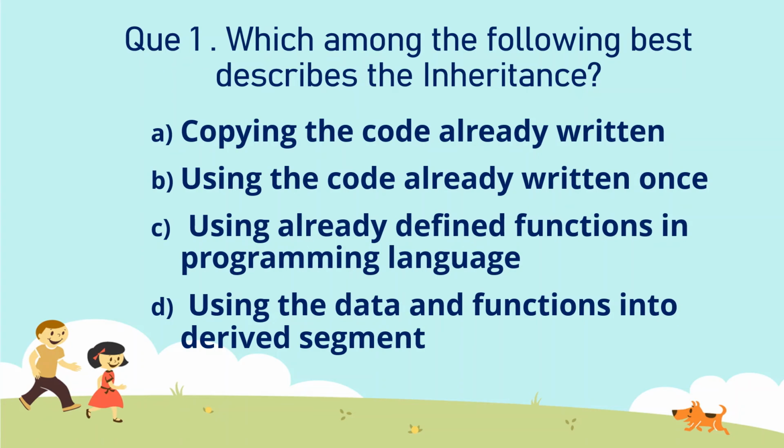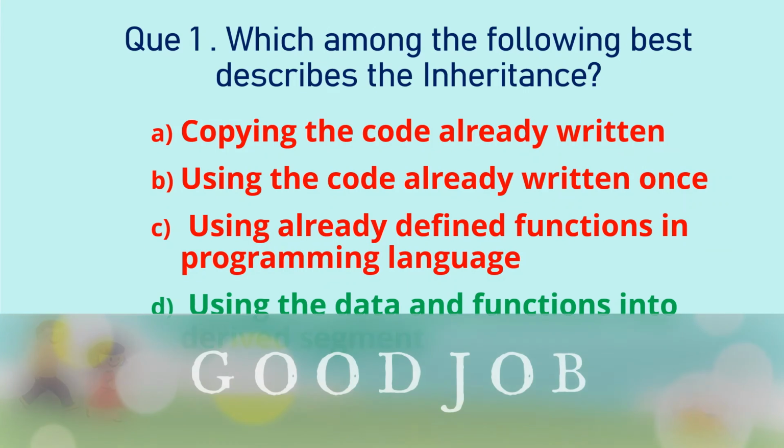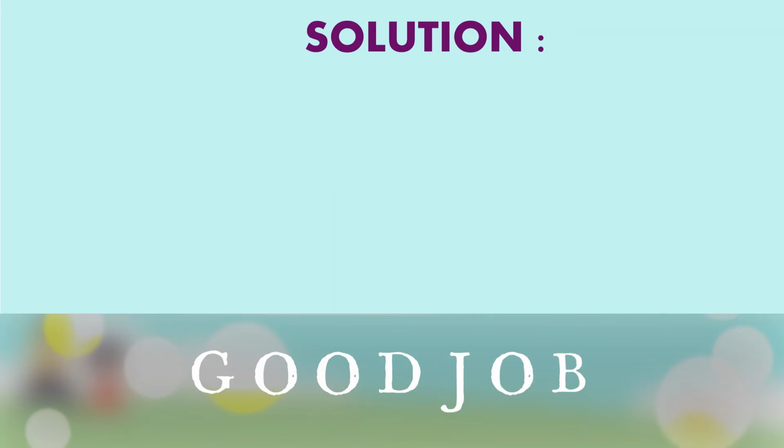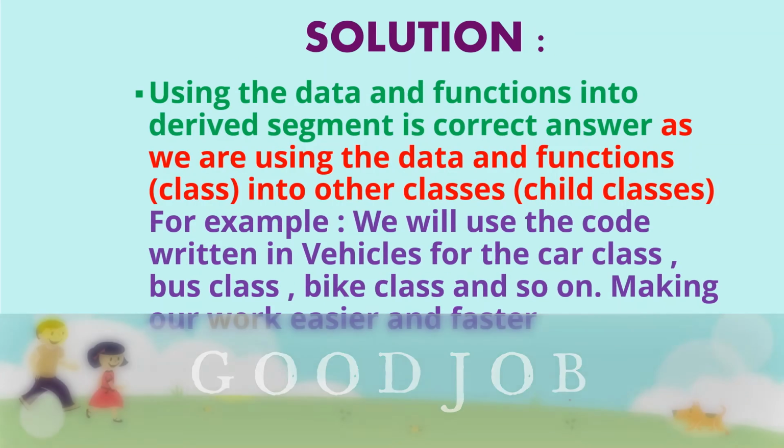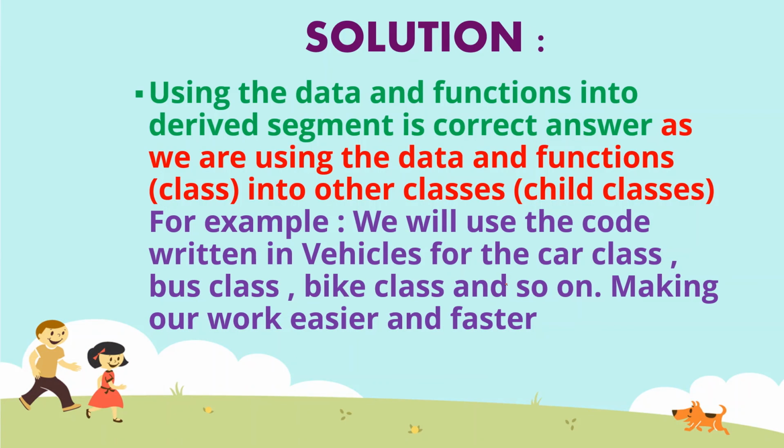Okay guys, I hope you have done. So the correct answer is using the data and functions into derived segment. How? Let us see. Using the data and functions into derived segment is the correct answer, because we are using the data, right? We are using the code, we are using the functions, right, from our parent class, just like from our mobile class or from our vehicle class or from our animal class, into other classes that are nothing but the child classes, just like our Samsung, Nokia, or for car, bus, bike, or for dog, cow, right?